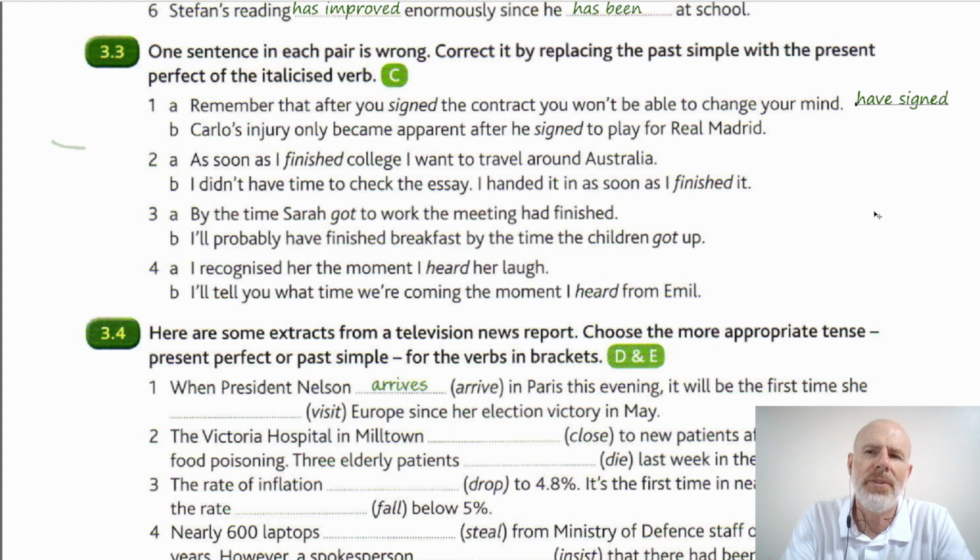Oh, it happens sometimes. Not very nice for clubs, right? As soon as I finished college, I want to travel around Australia. No, after this expression, as soon as I have finished. Very interesting. I have finished.